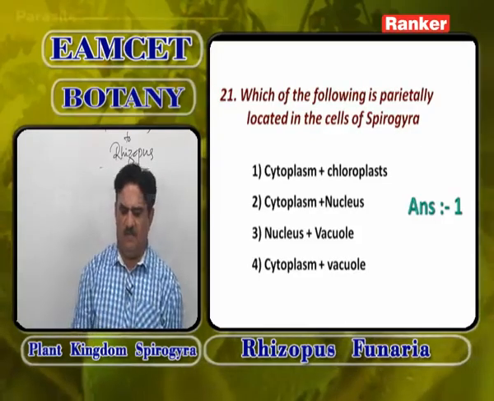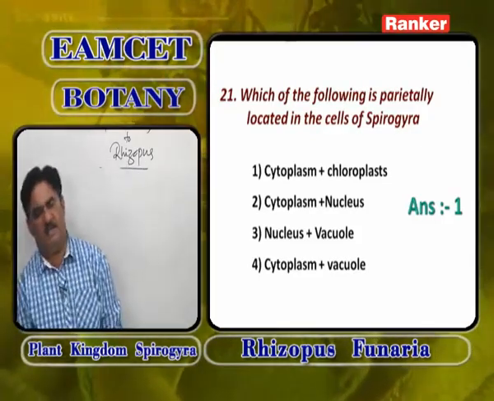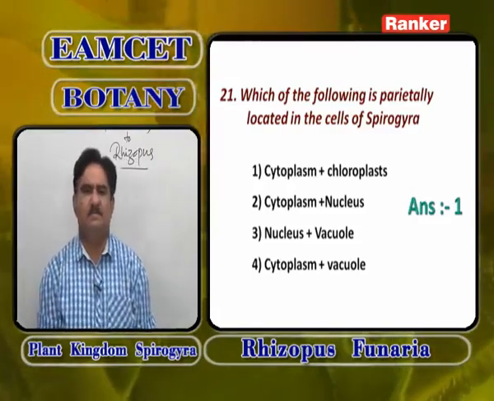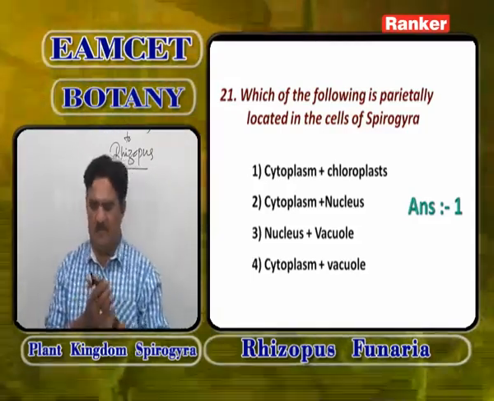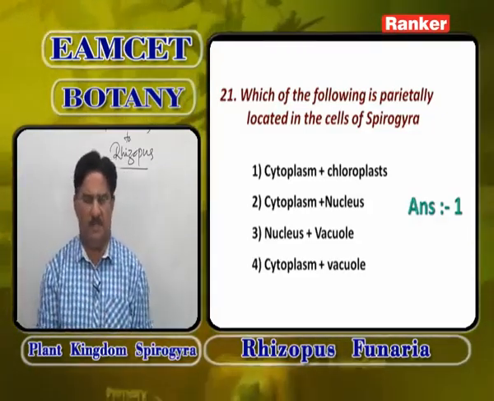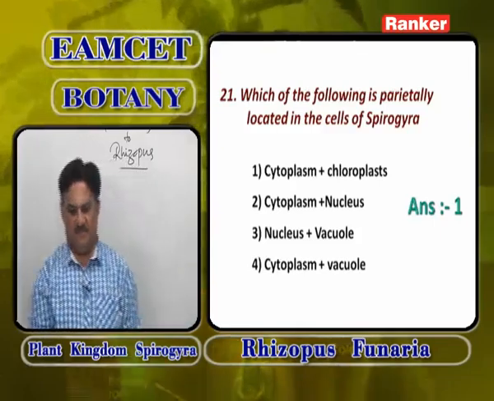So, which of the following are parietally located in a cell of Spirogyra means cytoplasm and chloroplast. Why? Because of the presence of central large vacuole, primordial utricle is formed. So, cytoplasm and chloroplast will be the answer for this. First option.